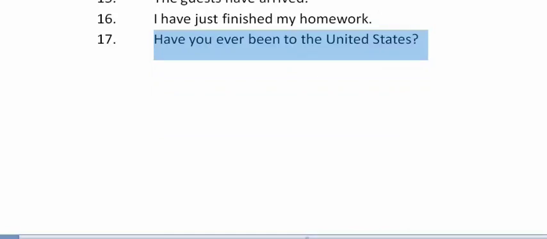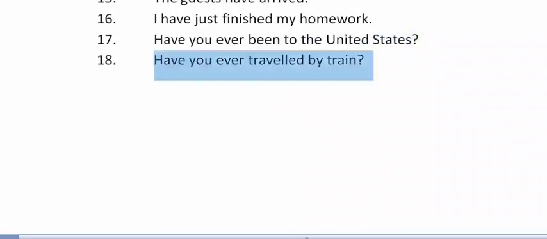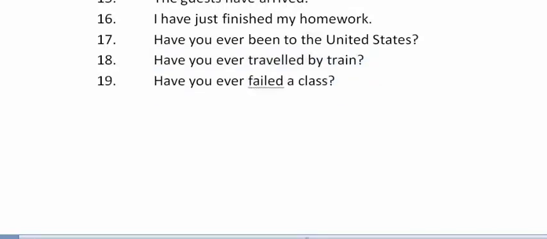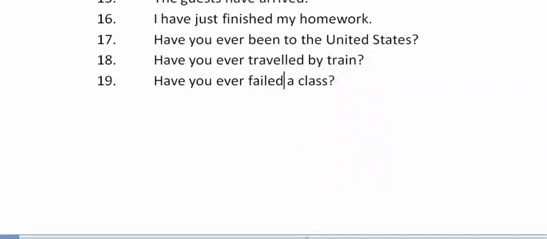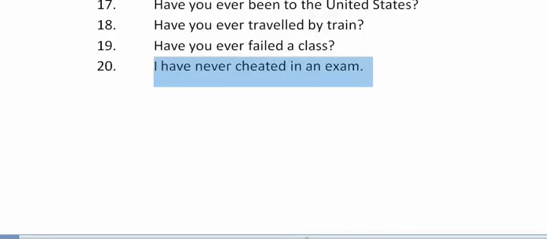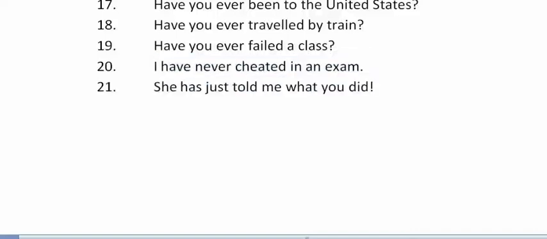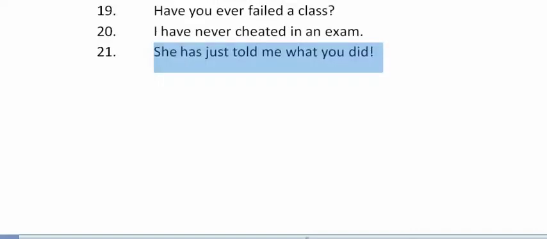Now, usage of articles. Why did we use the here? Because we are talking about a specific country called United States. When you are specific, you use the. When you are not specific, you use a. Have you ever traveled by train? Have you ever failed a class? The spelling is correct. Why does it show me a spelling error? I have never cheated in an exam. She has just told me what you did.